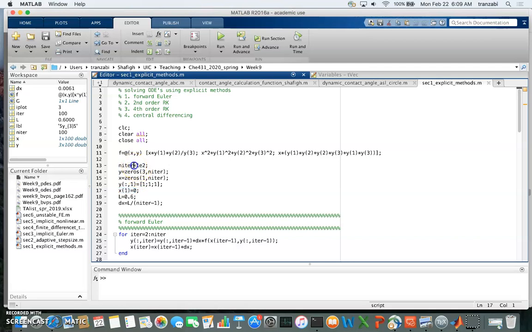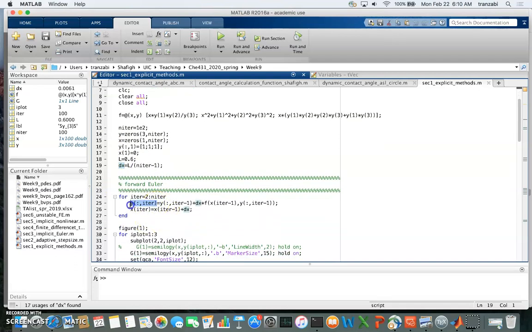And actually, this is not number of iterations, this is number of intervals. So with 100 points along this interval, I discretize my L, 0.6, to 99 points. I mean, 100 points including boundary points means 99 intervals. So the number of intervals is going to be 99, and then L divided by that is going to give us the delta x. So here is the forward Euler.